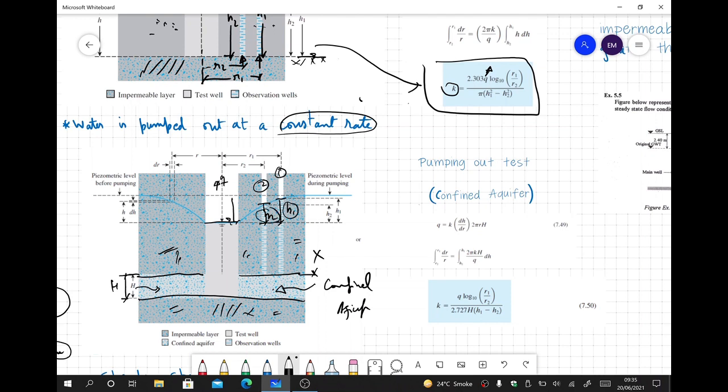H1 and H2 are here, and these values are the same, R1 and R2, the distance of the first well from the center of the test well, and the distance of the second observation well from the center of the test well. And the formula here is that permeability is equal to Q into log R1 over R2, divided by 2.727 H into H1 minus H2. Q is the discharge of water that is coming out through the pump. R1 and R2 are the distances from the center of the test well. H1, H2 are the heights as indicated in the figure from the test well water table, and H is the thickness of the confined aquifer.